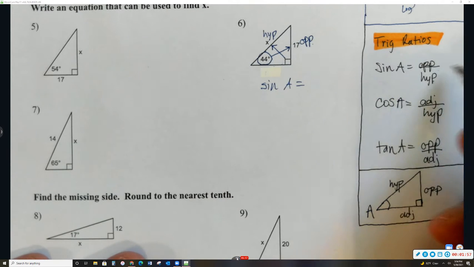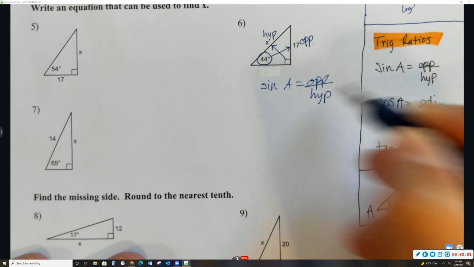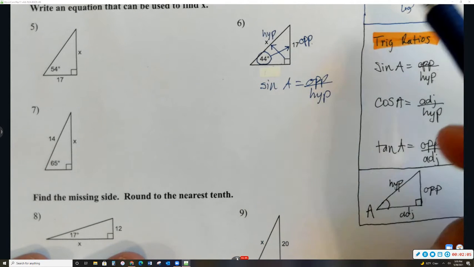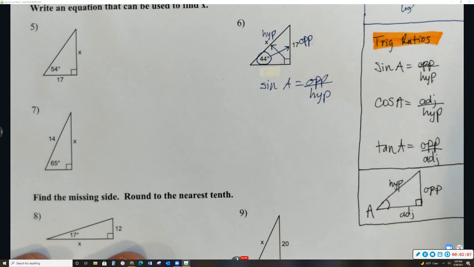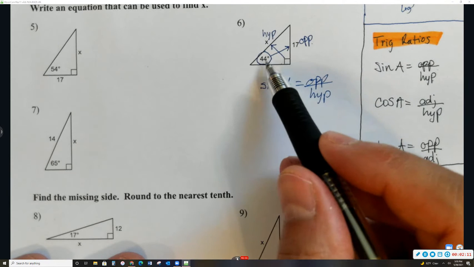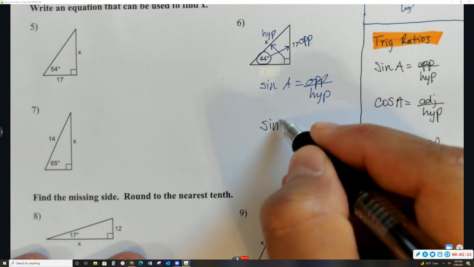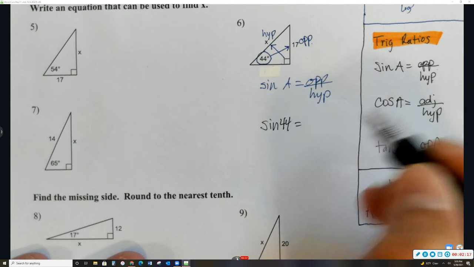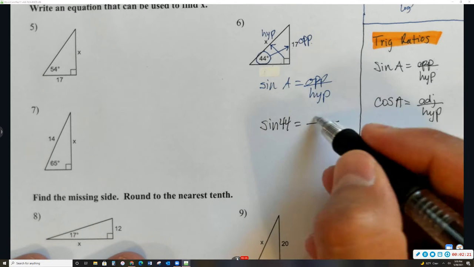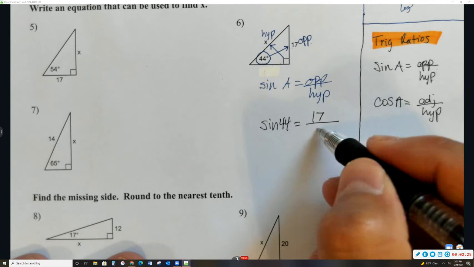So sine of A, I'm just going to rewrite this, equals opposite over hypotenuse. And then I look at my diagram to fill in this information. A is representing an angle. Here's the angle, it's 44 degrees. So sine of 44 degrees is equal to the length of the opposite side, which is 17, and then the length of the hypotenuse, which is x.